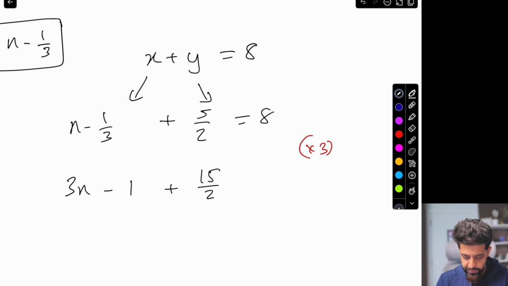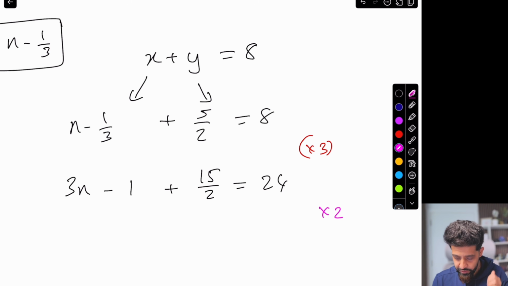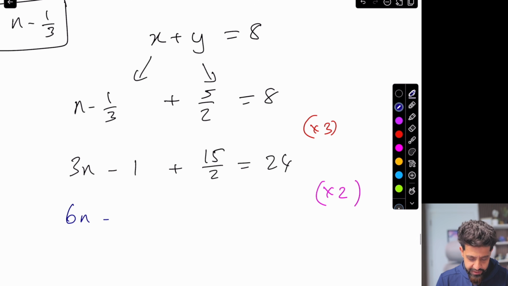So we've still got a fraction here. Oh, and 8 times 3, which is 24. So now we need to multiply by 2. If we multiply by 2, what do we get? We get 6n minus 2 plus the 2 cancels here, so it's just 15 equals 48.